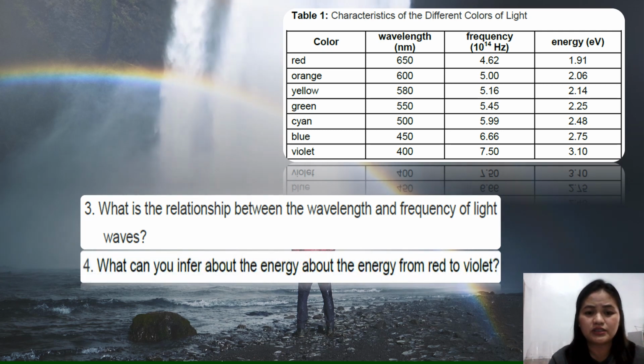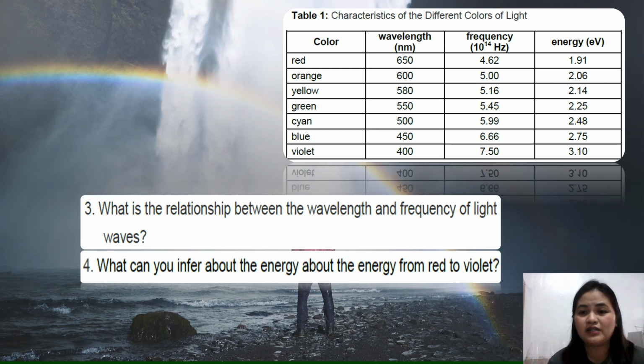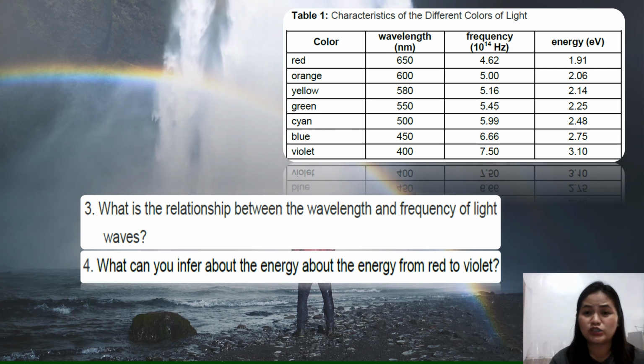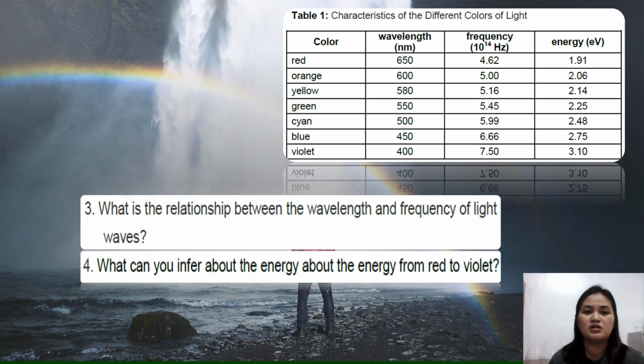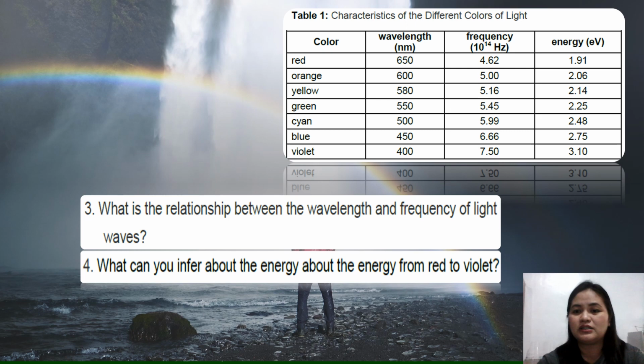Question number 4. What can you infer about the energy? What can you infer about the energy from red to violet? From red to violet. Ano daw ang masasabi mo? What can you infer? Is the energy increasing or decreasing? Ganun lang. The energy from red to violet is increasing or decreasing. Ganun lang yung pagsagot dyan sa number 4. Tingnan mo na. It starts from 1.91 down to 3.10.